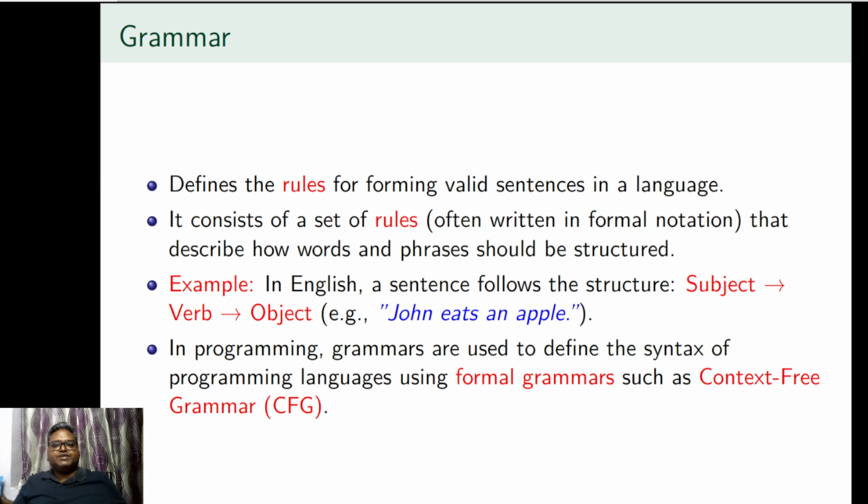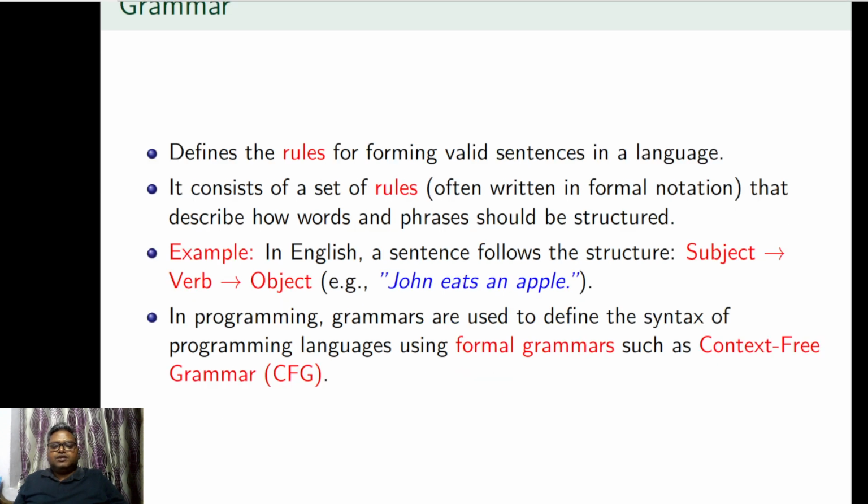So what is a grammar? Grammar is the set of rules which will make a sentence valid. For example, in English, we have a sentence, John eats an apple. Here, John is the subject and eats is a verb. Apple is an object. So the rule here is subject should be followed by the verb followed by the object. We cannot reverse this. You cannot write apple eats John. We cannot write that, or eats John an apple. We cannot write that because it is against the grammar.